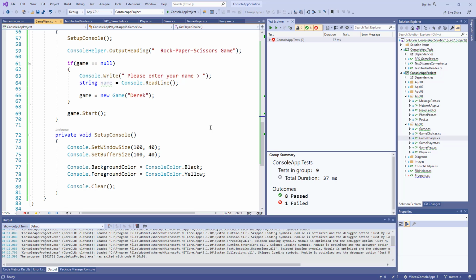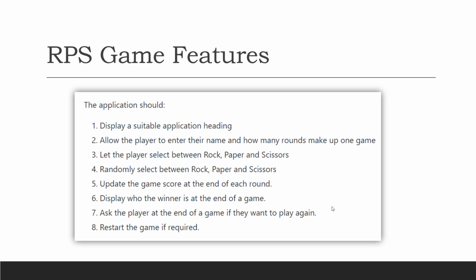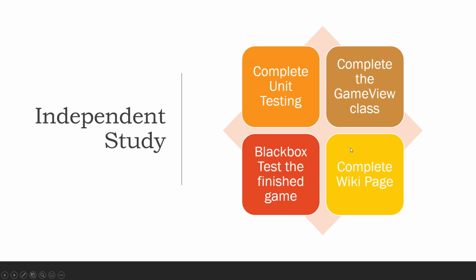Okay, I'm going to leave the code there for you to finish. So let me reiterate what's left to do. So these are the 8 features the game should have when it's complete. And then you must complete the unit testing, complete the black box testing, complete the GameView class, and complete the wiki page.